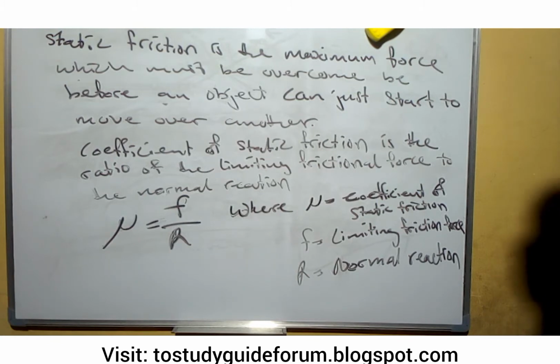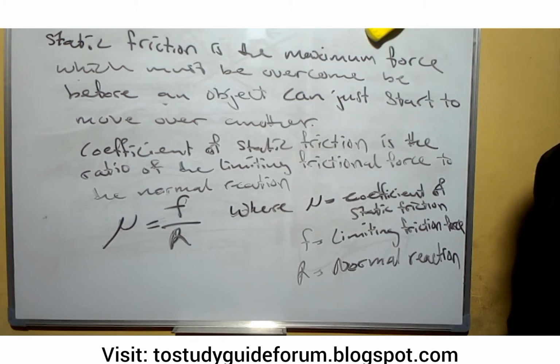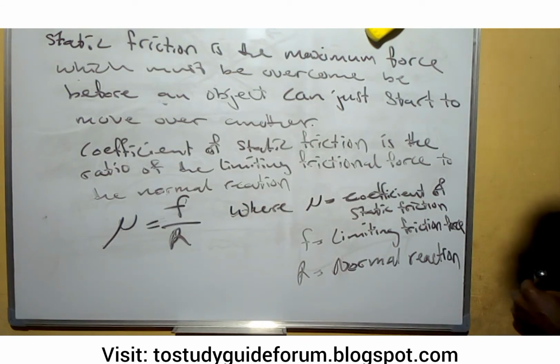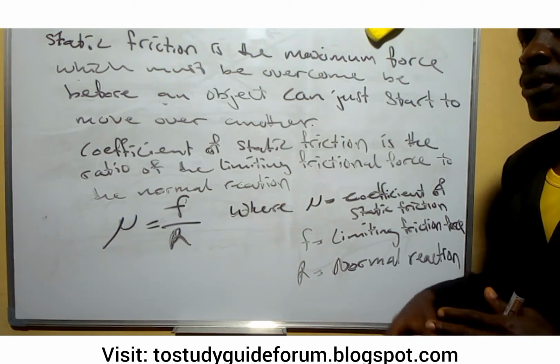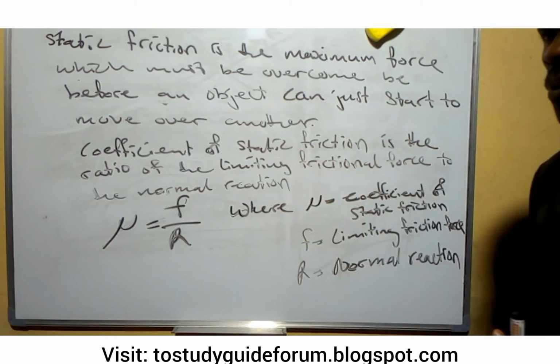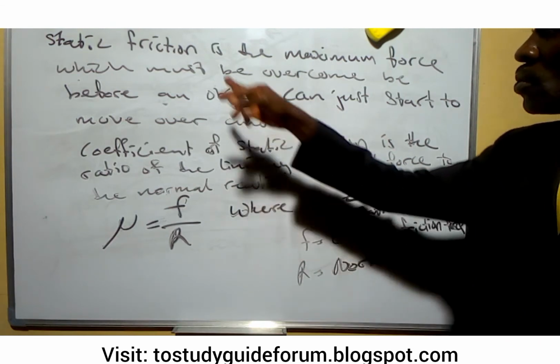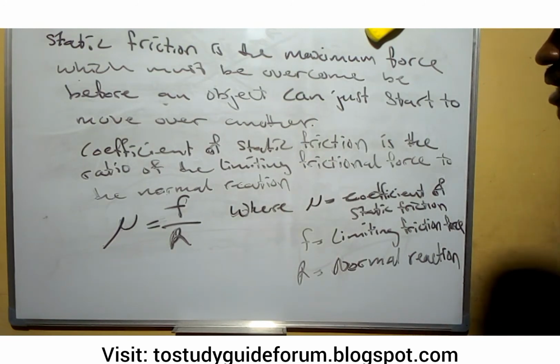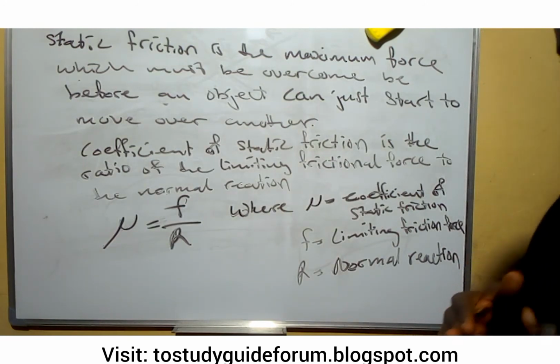Static friction is the maximum force which must be overcome before an object can just start to move over another. That is the static frictional force. So if a body must move over another, that body must have enough force to overcome the static frictional force to just make it move.